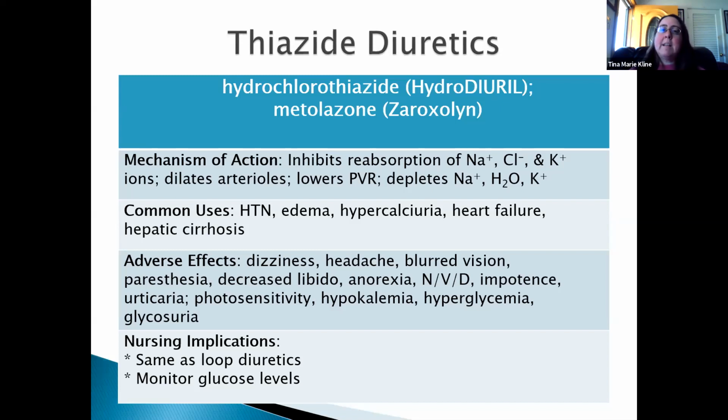Okay, so your thiazides are very much like your loop diuretics. Same type of thing, they can cause that increased glucose level. I do want to make sure that I am assessing blood pressure before we give it. I do want to make sure I'm cautioning my patient to change position slowly.